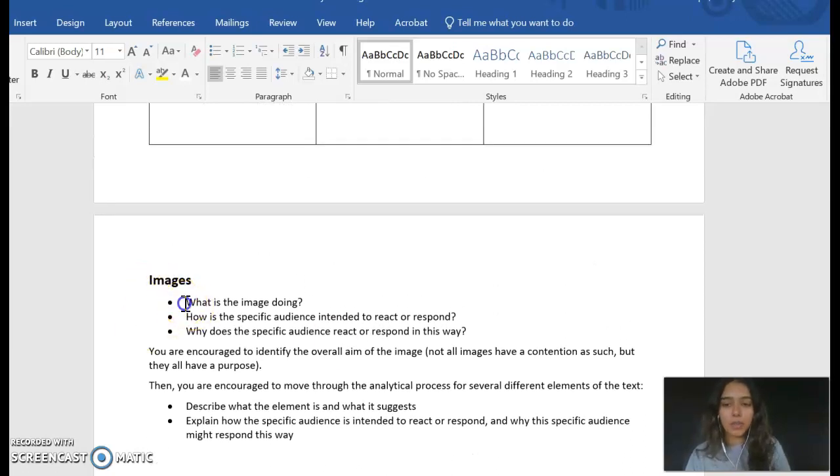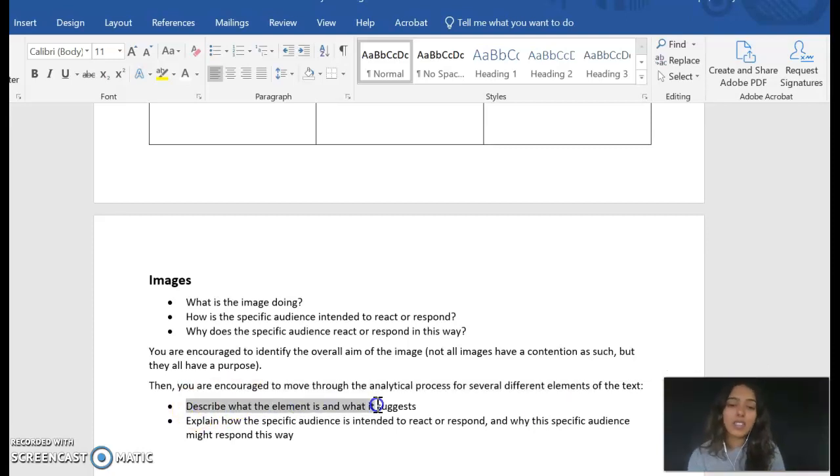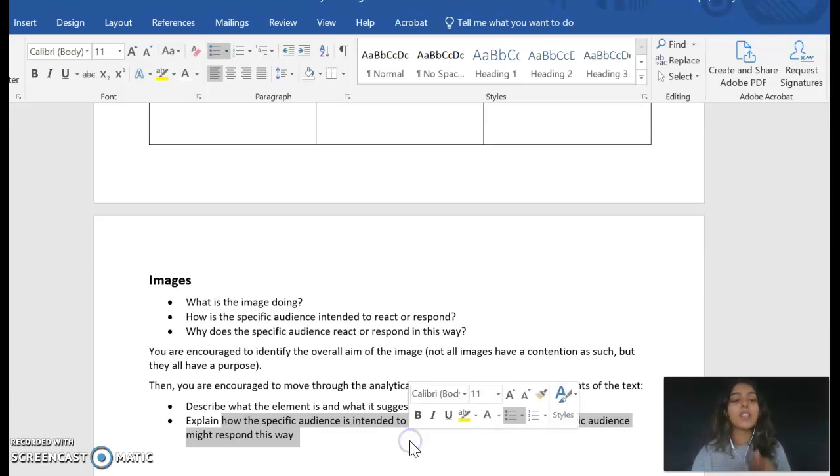Basically, this is what you want to be doing. Again, what is the image doing? How is this specific audience intended to react or respond? Why would the audience react in this way? You are encouraged to identify the overall aim of the image. Then you are encouraged to move through the analytical process for several different elements of the text. So first, a bird's eye view, and then you zoom in to the different elements of the text. So describe what the element is and what it suggests. Explain how the specific audience is intended to react or respond, and why they might respond in this way.